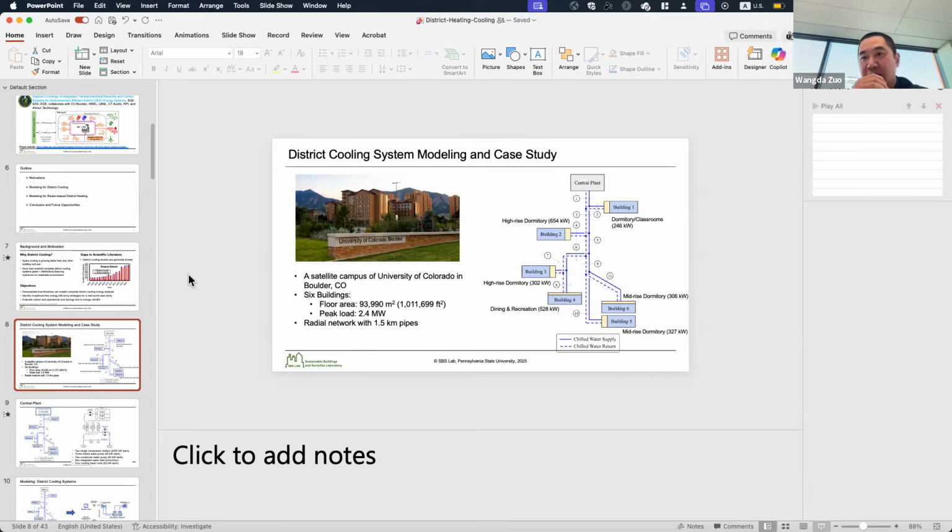Some approaches, like what Julia is doing, create a simplified model to simulate loads. Or sometimes you can run EnergyPlus for annual simulation, generate those loads, and then save the loads as an input file so that you can integrate them into district energy systems.